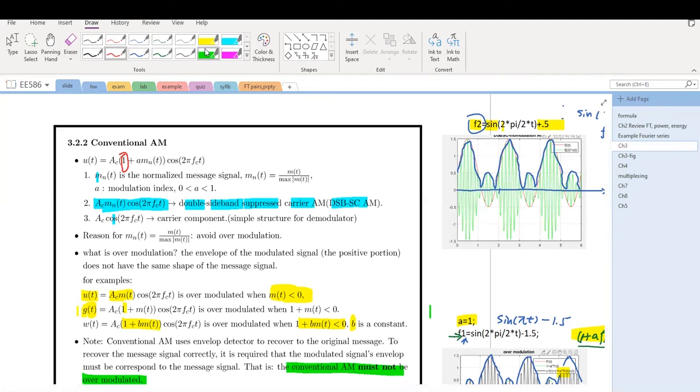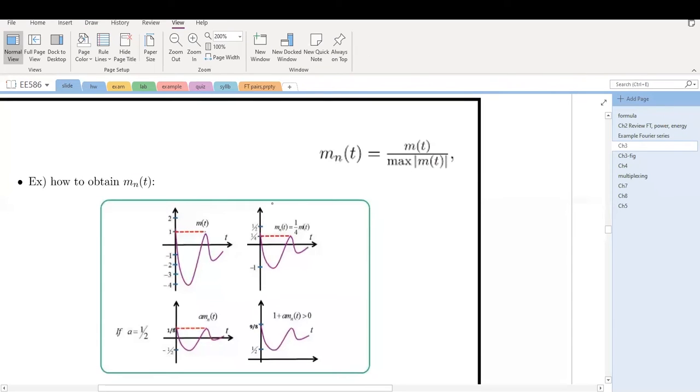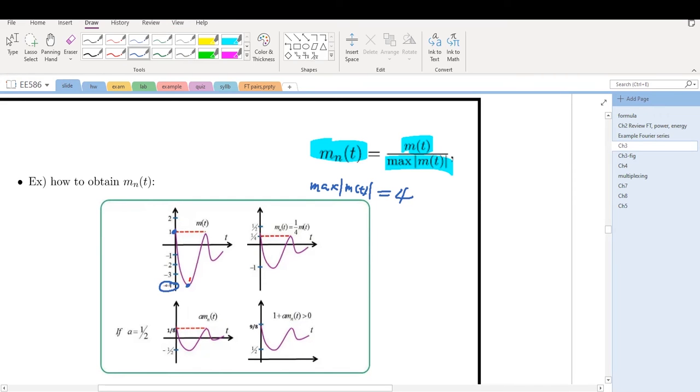Now next, let's look at how we obtain this normalized message. I'm using an example here. Suppose m(t) has this shape, any shape, I just made it up. The message is between -4 and 1. So what is the maximum value of the absolute value of m(t)? That's 4. And m_n(t) equals m(t) divided by 4. So first, everything is scaled by 4. So -4 becomes -1, and 1 becomes a quarter.